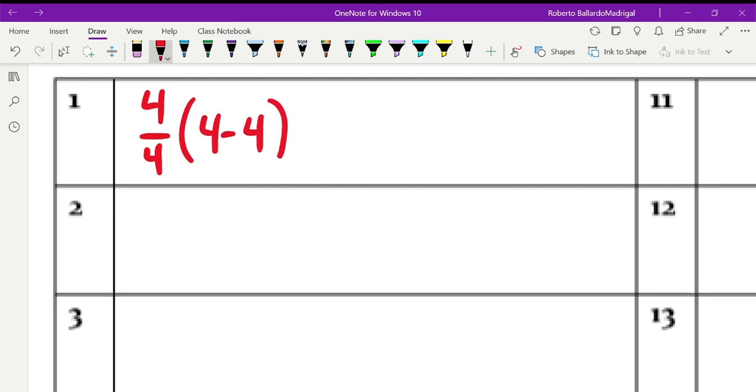Like this? Okay, this is going to give you 0. You need a plus or a minus in between the parentheses. There it is. Okay, very good. All right, table 2. How did you get 2?